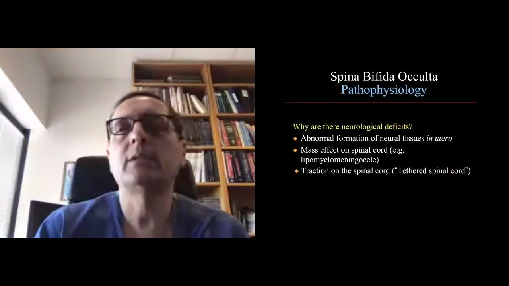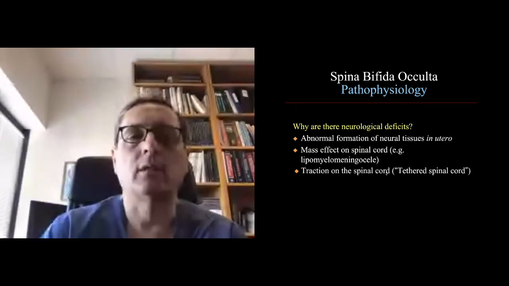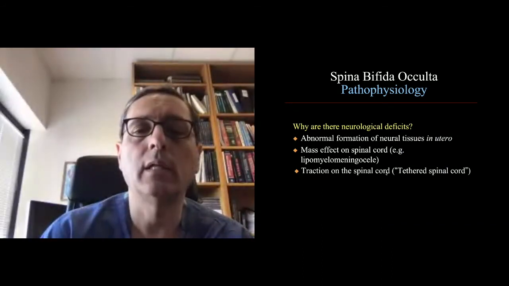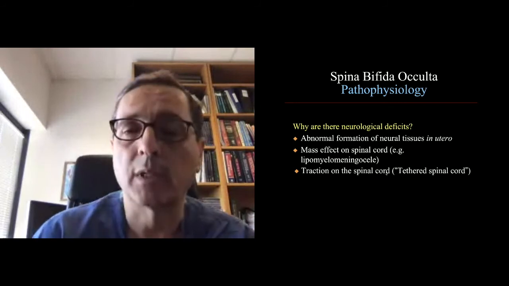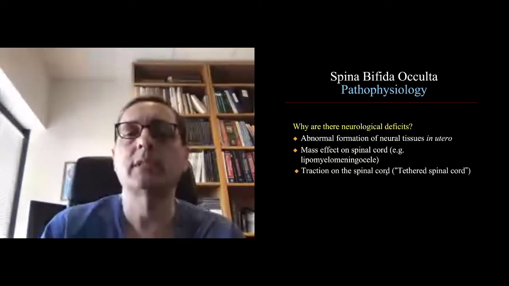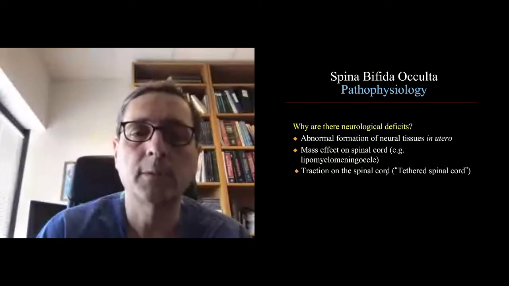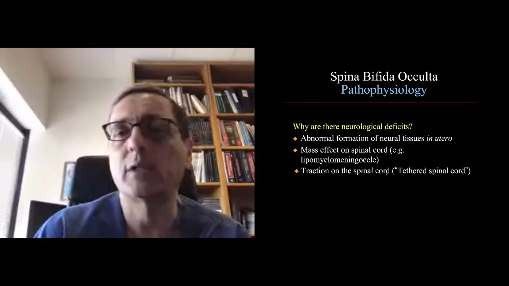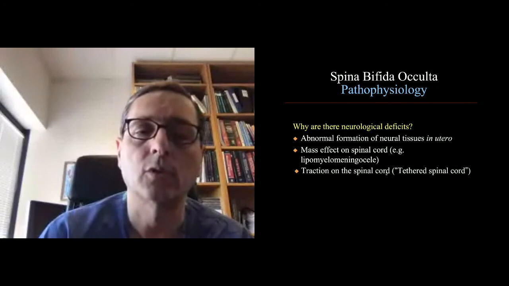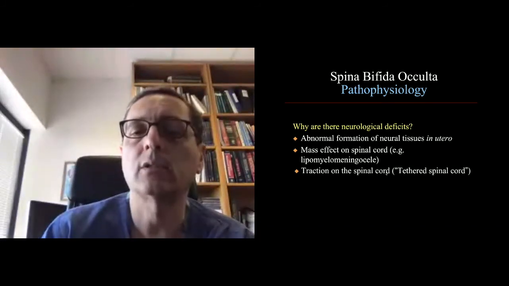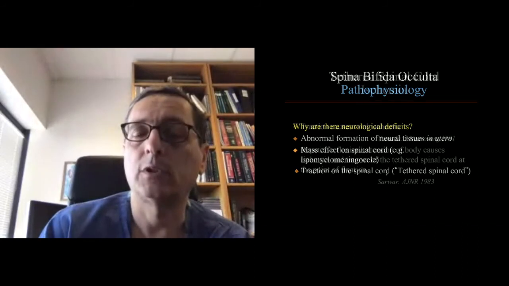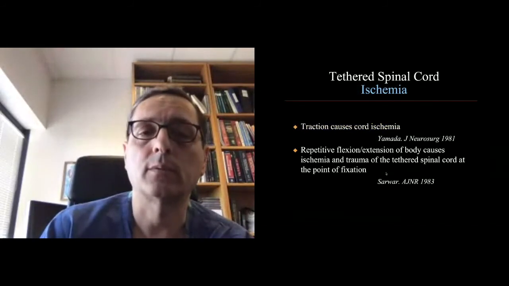So what happens when you have a tethering of the spinal cord? Well, there are three things that happen. First, the spinal cord didn't form properly. So you might have deficits at birth because of this. You might have mass effect because of a fat mass, just like I showed you earlier, like with a lipomyelomeningocele. Or you can have traction on the spinal cord, which is what we call a tethered spinal cord.